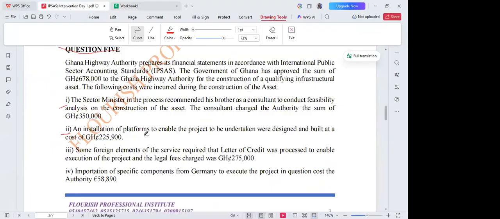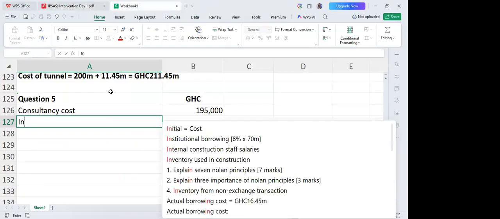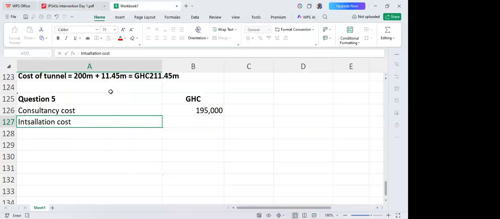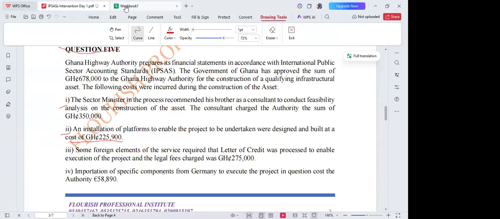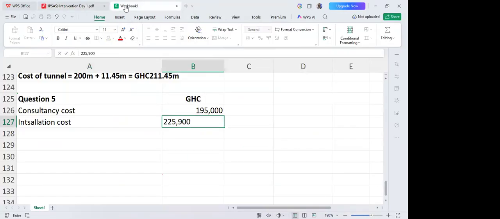An installation of a platform to enable the project to be undertaken, where designed and built at a cost of 225,900. Are you going to consider this installation cost? Yes. So yes, we will consider that. Why? Because it is a directly attributable cost to the construction. So we bring the installation cost, which is 225,900.